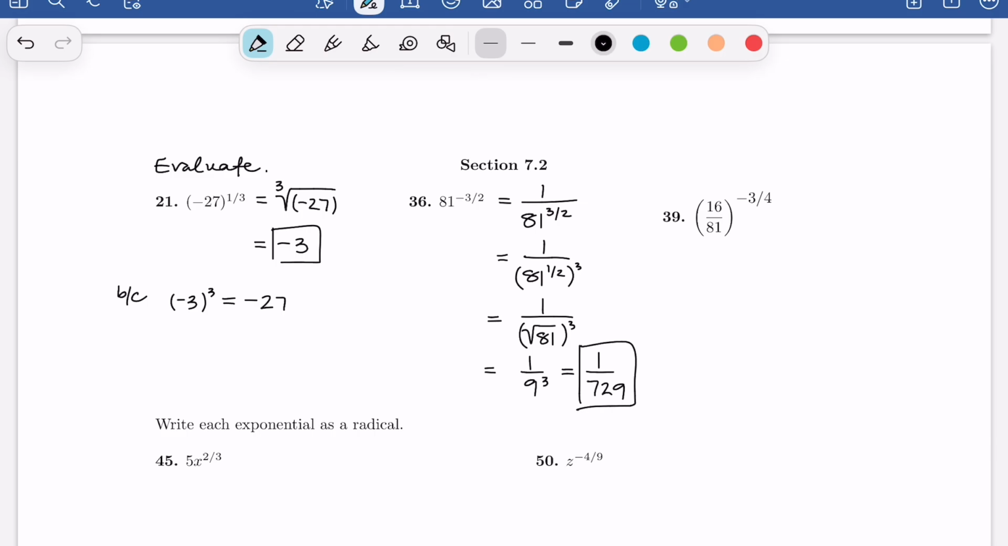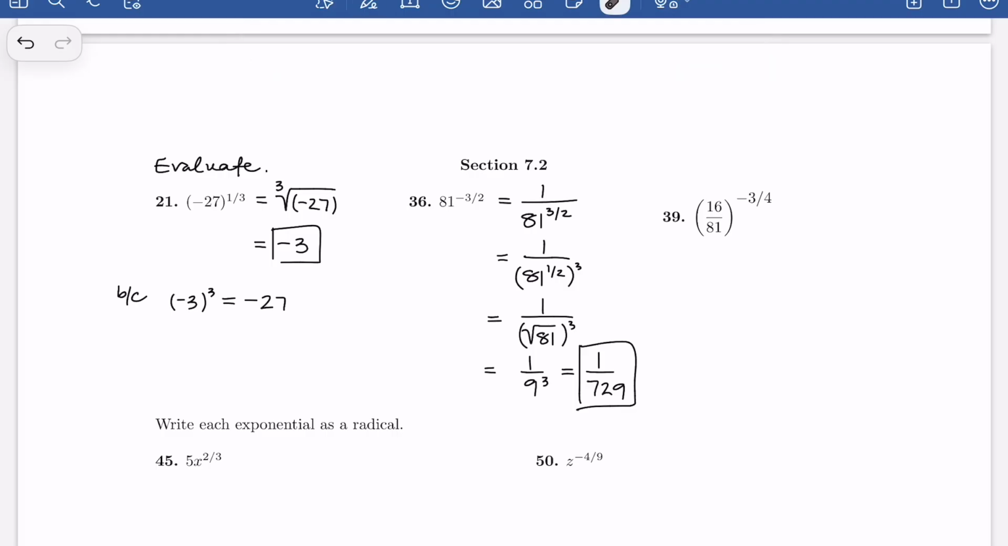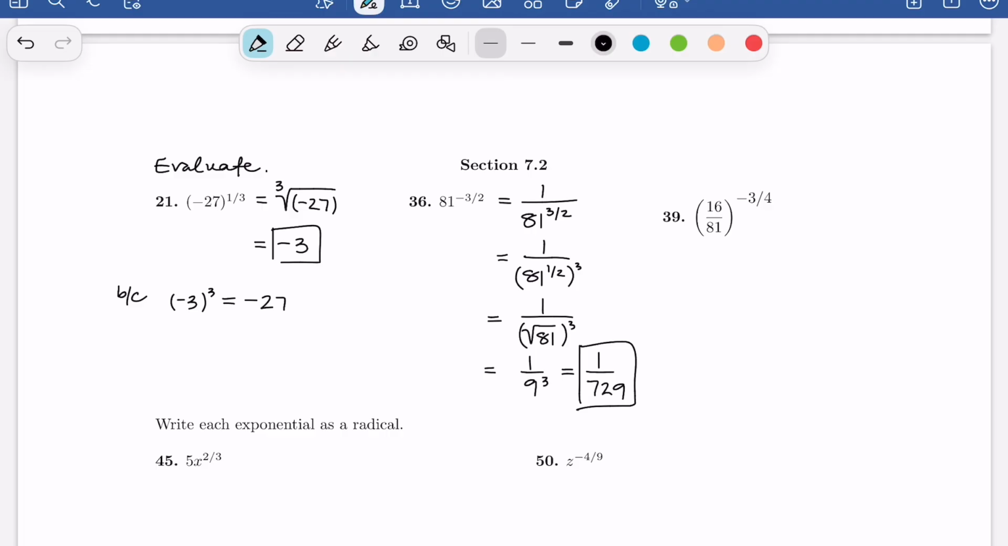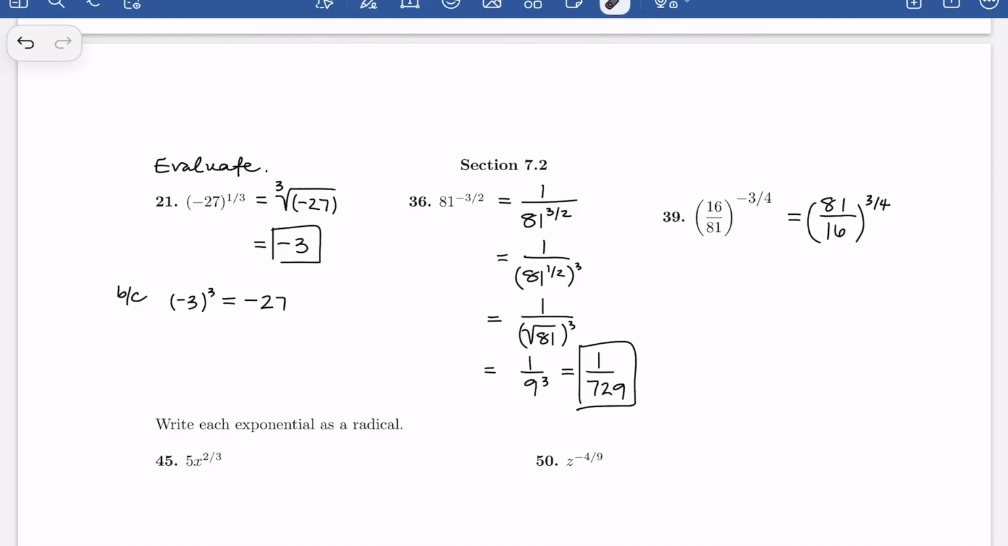All right, let's look at this next one here. For 39, we again have a negative exponent. Now, in this case, since we have a fraction, when we rewrite this with positive exponents, what we're going to do is just flip the numerator and the denominator. So this is going to become 81 over 16 raised to the positive 3/4 power. All right, now we're going to use the same rule that we saw with 36 here. Let's rewrite this rational exponent so that we can evaluate one thing at a time.